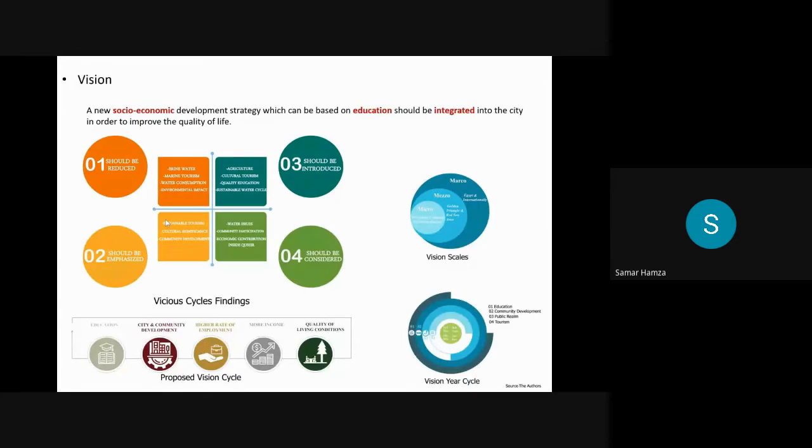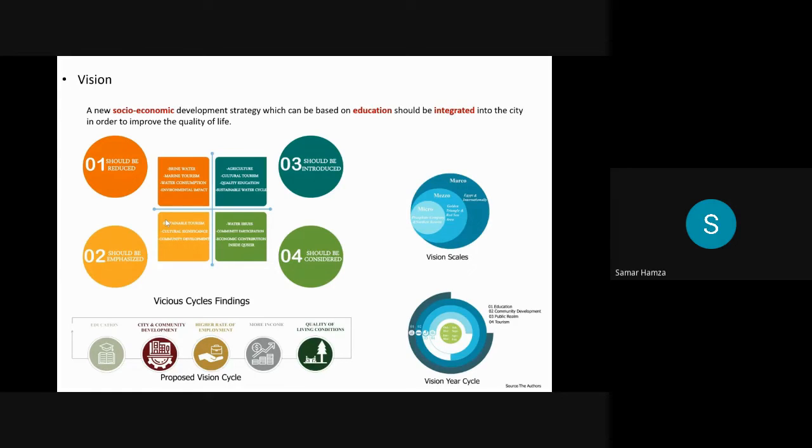So this leads us to four main points. The first point is things that we should reduce: brine water, marine tourism, water consumption, and environmental impact. The second is things that we should emphasize: sustainable tourism, cultural significance, and tourism and community development. Things that should be introduced to the city are agriculture, cultural tourism, quality education, and a sustainable water cycle. Things that should be considered are water issues, community participation, and economic contribution inside Qusair.